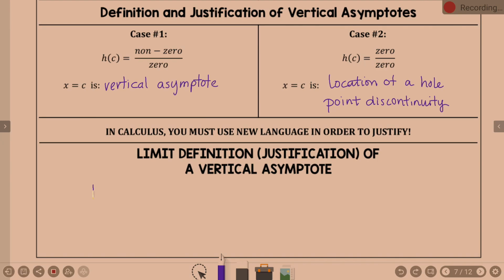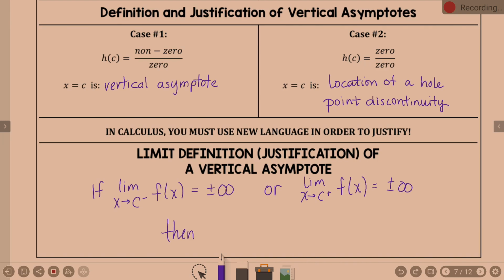If the limit as x approaches c from the left of f of x equals either positive or negative infinity, or the limit as x approaches c from the right of f of x equals positive or negative infinity, then x equals c is a vertical asymptote.